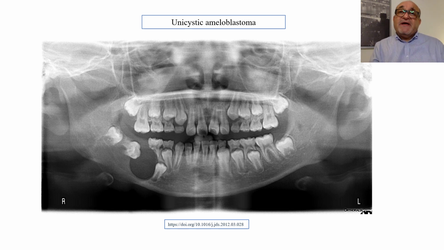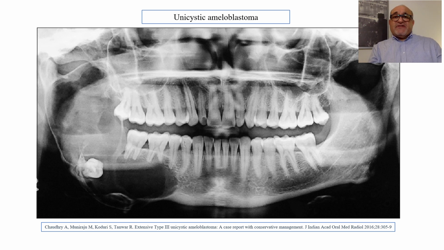Scalloping of the margin is common in these cases, as it tends to expand into the bone. However, it doesn't expand as much as the ameloblastoma proper. The ameloblastoma, as we will see in the coming slides, tends to be more aggressive. This lesion is not as aggressive as the ameloblastoma. It also tends to cause bodily movement of the teeth in the vicinity, and it might also cause root resorption.